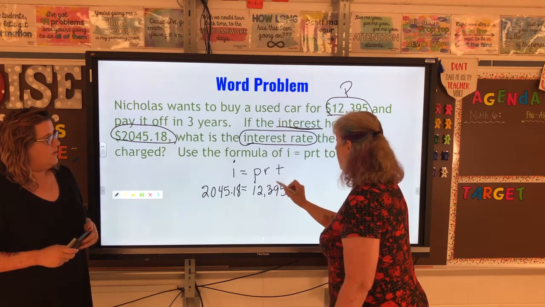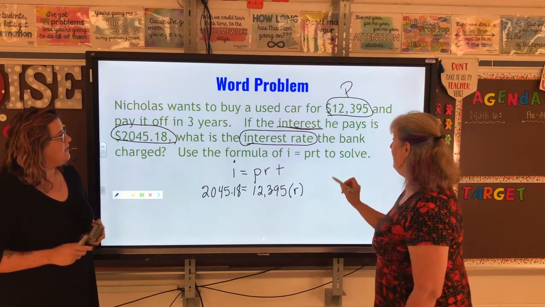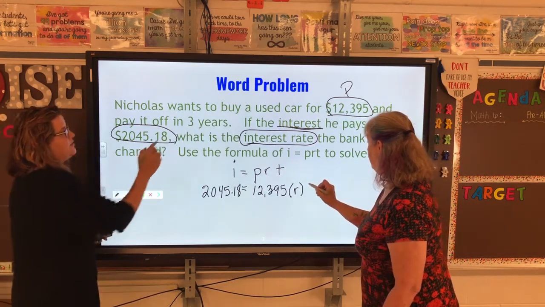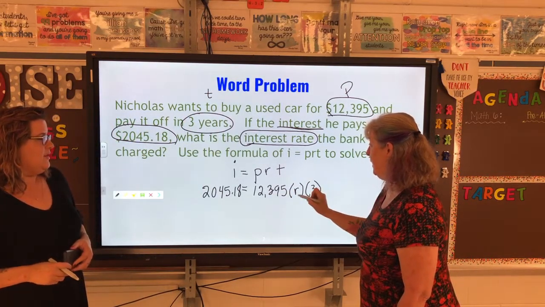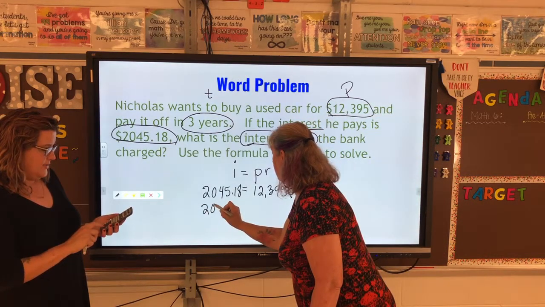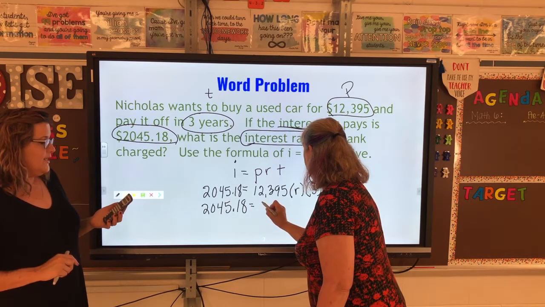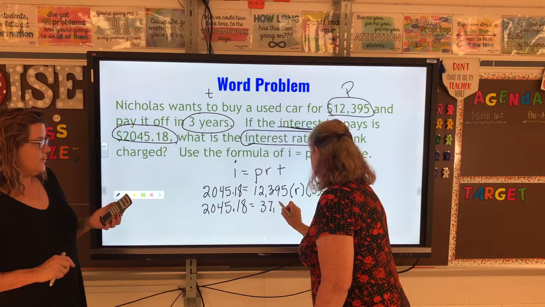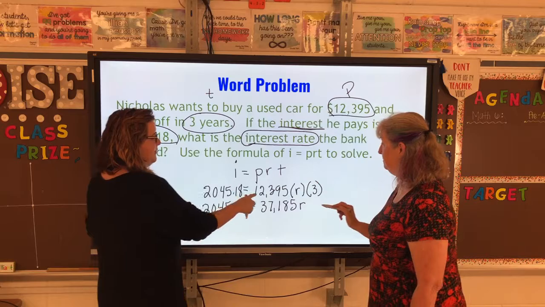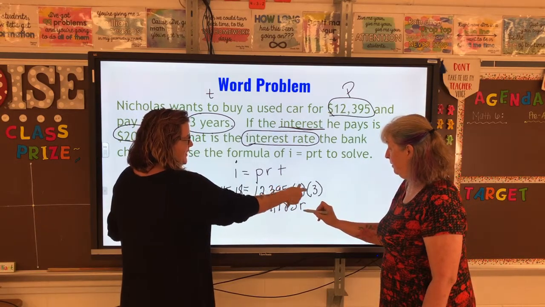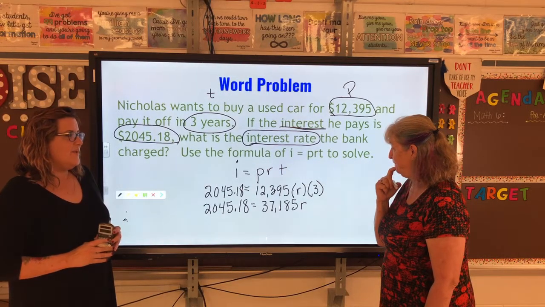What I don't know is that R, so we just write R. I'm a parentheses person. And then times 3 years. There's our T. Well, I know that I can multiply those two numbers together. So let's do 12,395 times 3. That is 37,185. What we just did there is we combined like terms, right? We took the numbers because we don't know this variable, that missing piece, and so we just did 3 times the principal.